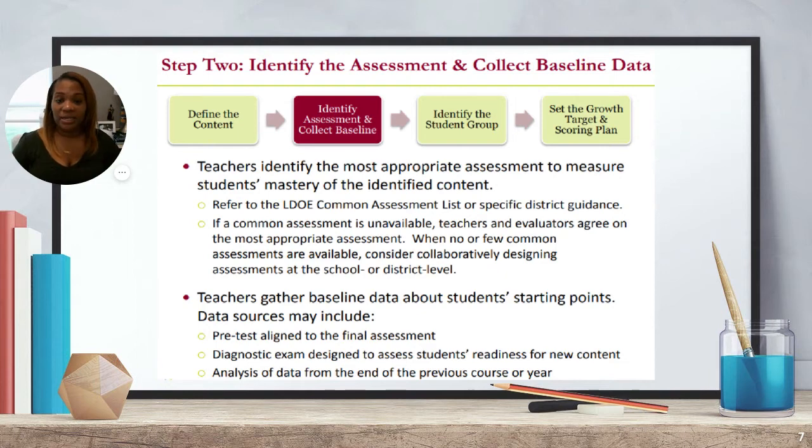the identified content. You can look at the LDOE Common Assessment List. You can also look at your schools, speak to your administrators, see what was given in that class, and you guys can work collaboratively at the school and the district level to see what type of assessment you can give. Now, in those core classes, you will have an assessment that you can give for that class through the state. So you have certain pre-assessments that have already been created with this content, with the standards, with everything aligned for that course.